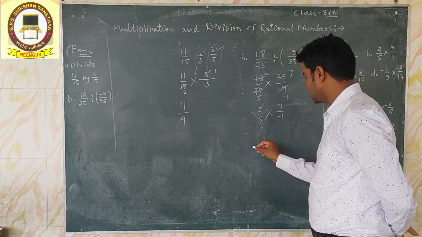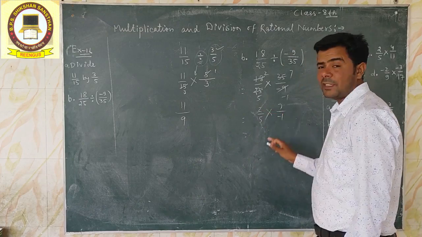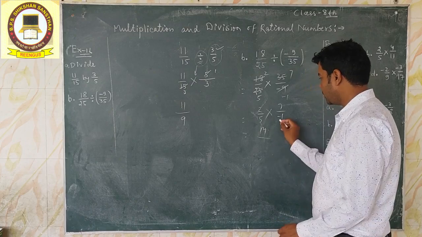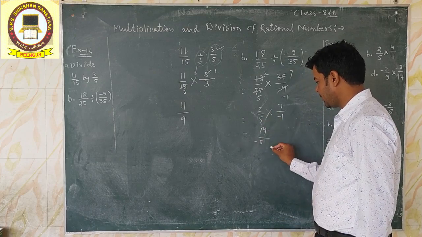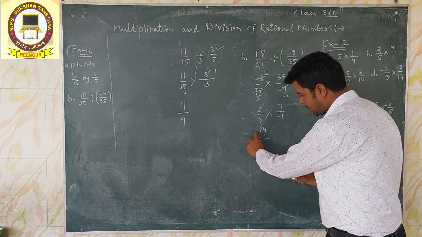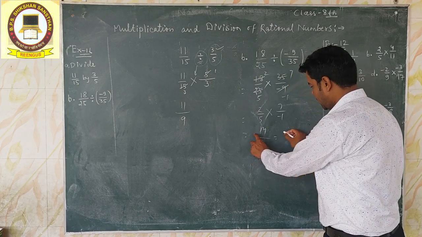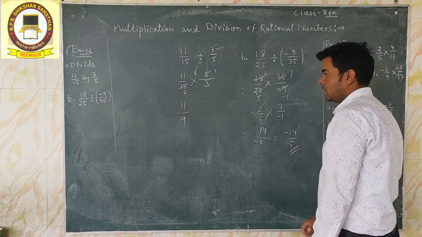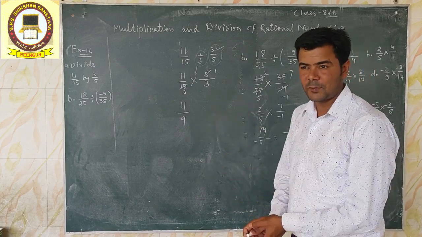All we have to do is multiply numerator with numerator, that becomes 14, and denominator with denominator, that becomes minus 5. This minus sign can be written here. So our answer becomes minus 14 by 5. This is how we do division, right?